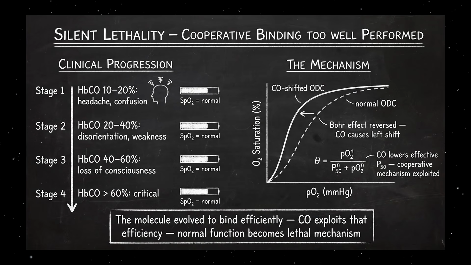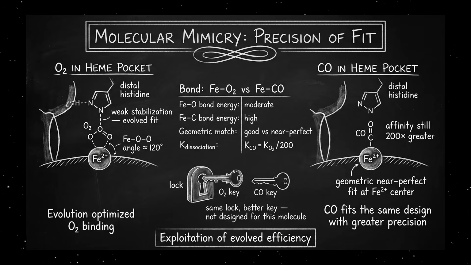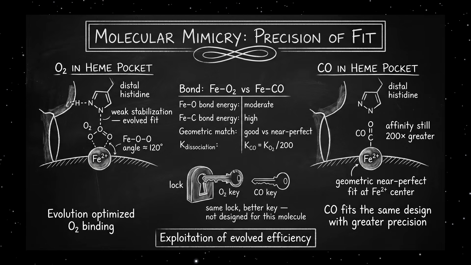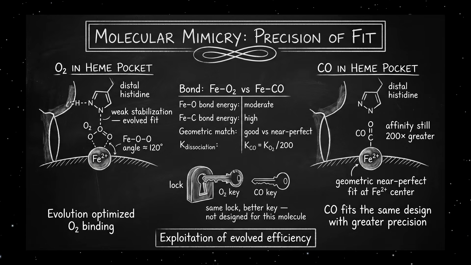The carbon monoxide headache, the confusion, the loss of consciousness all arrive while the blood appears fully oxygenated. The silent lethality of carbon monoxide poisoning traces entirely to hemoglobin doing its cooperative binding job too well. The molecule evolved to grip oxygen efficiently, and carbon monoxide exploits that efficiency by fitting the binding site with even greater precision than the molecule the site was designed for.